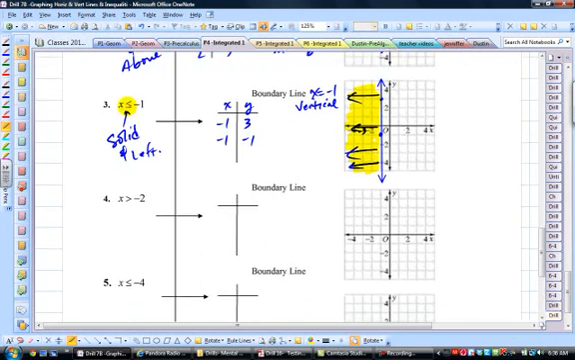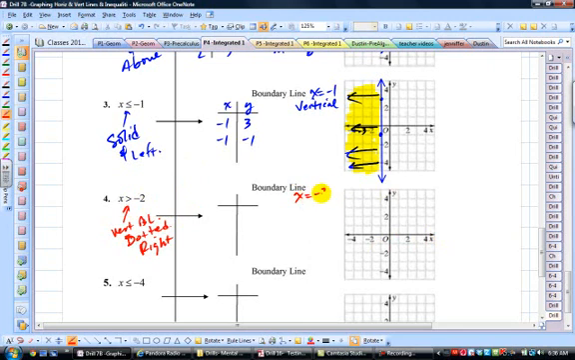Look at the inequality. If it's less than or equal to, it's solid, which means the solutions are on the boundary line. Okay, looking right here, I notice that this is a vertical boundary line, first of all. I also know that it's dotted because it's strictly greater than. And if it's vertical, you only have two choices, left or right. And if you're greater than negative 2, that has to be to the right.